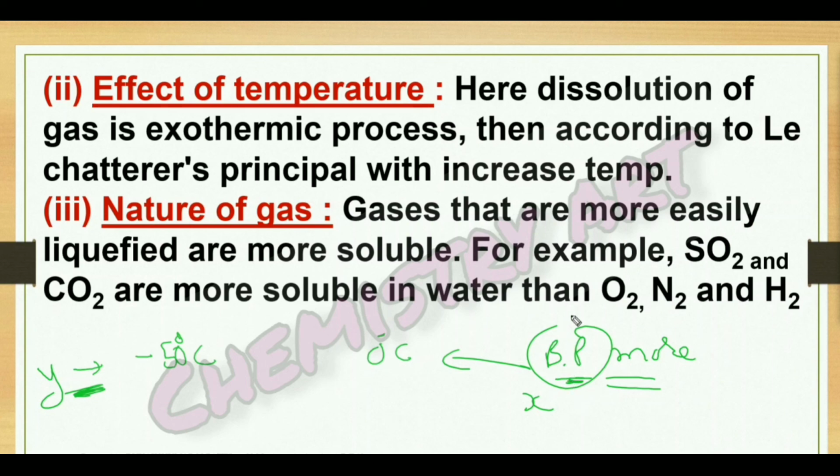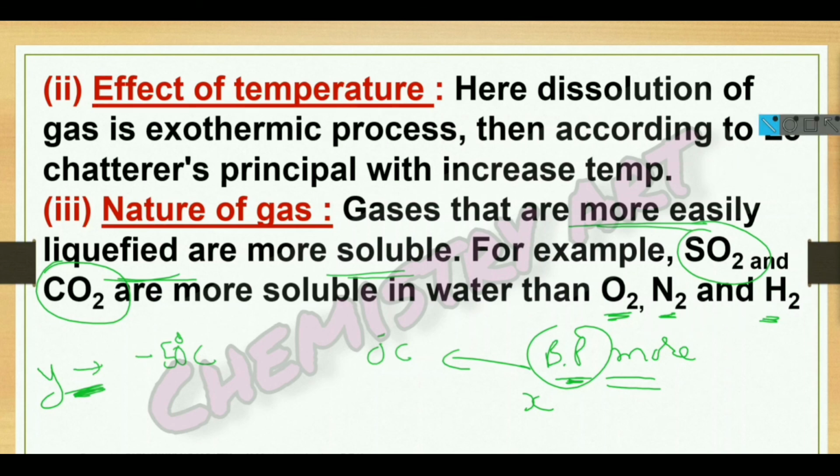It means that if you have a gas with a high boiling point, it will dissolve in a liquid very fast. Okay, so gases more easily liquefied are more soluble, and examples are there. For example, SO2, CO2, these gases are easily dissolved into the liquid, but oxygen, nitrogen, hydrogen cannot be easily dissolved because their boiling points are very low, in the minus. Oxygen is approximately minus 183, nitrogen minus 186 or so. It means that they are in the minus.